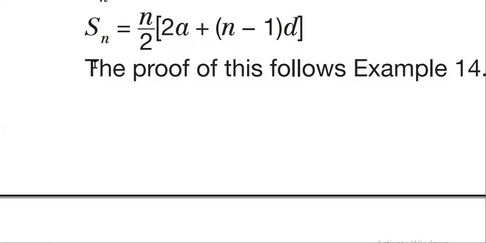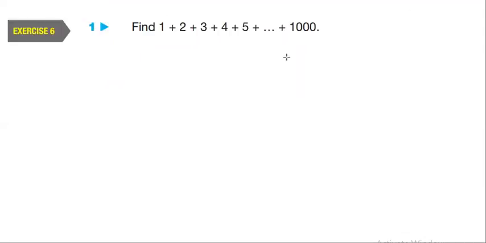Now, let's start the first questions. In the first questions, we're going to learn how to find the sum of the sequence using the n, the first term, and the difference between the consecutive terms. Let's take a look at one of the questions. Let's take a look at question 1 in exercise 6. Find 1 plus 2 plus 3 plus 4 plus 5, and it goes on till 1000.